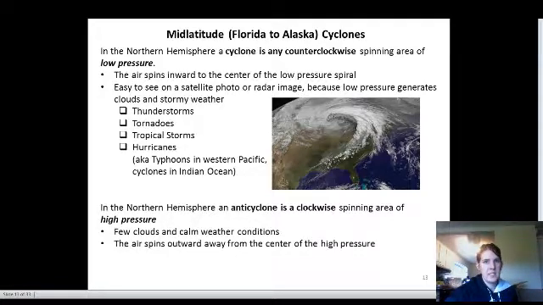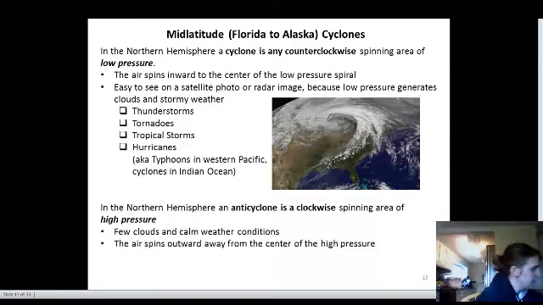They're very easy to see on a satellite photo because it generates those clouds and stormy weather, giving you those really nice spiral arms out from it. Typically characterized by thunderstorms, tornadoes, hurricanes, and tropical storms all show cyclonic weather patterns.